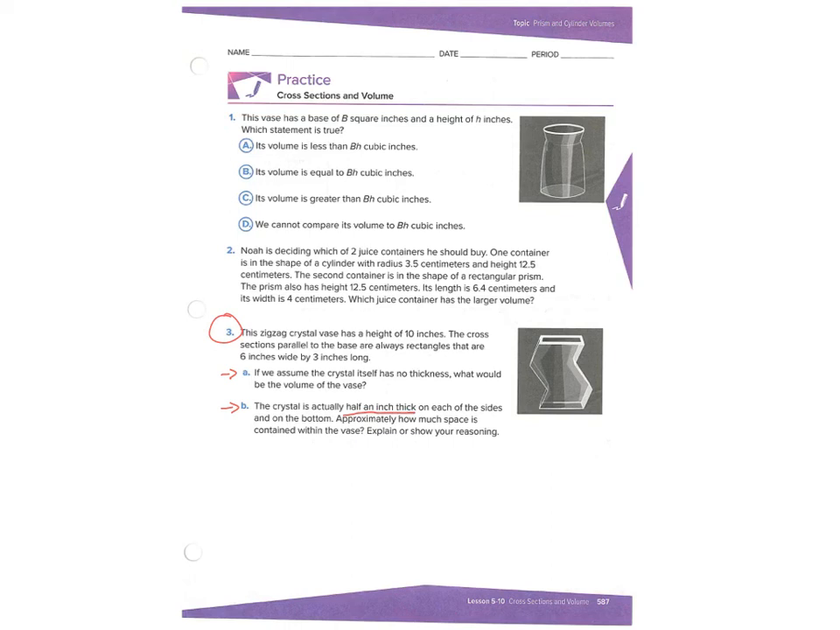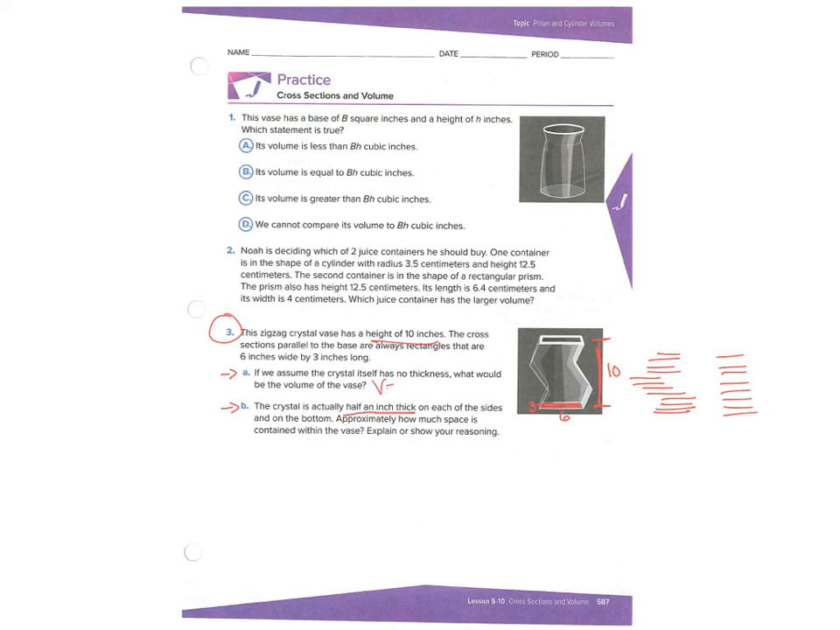So let's read this problem. This is a zigzag crystal vase that has a height of 10 inches. So from the base sitting on the table to the top of it is 10. It doesn't matter that it's zigzag or not. The cross sections parallel to the base are always rectangles that are 6 by 3. So if you could imagine, this is a stack of rectangles that are 6 by 3. So it doesn't really matter that they're zigzag versus just stacked perfectly on top of each other. It's the same base area, the same rectangle on the base, and the same height of 10.